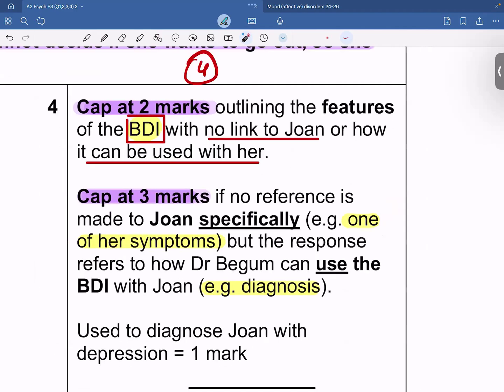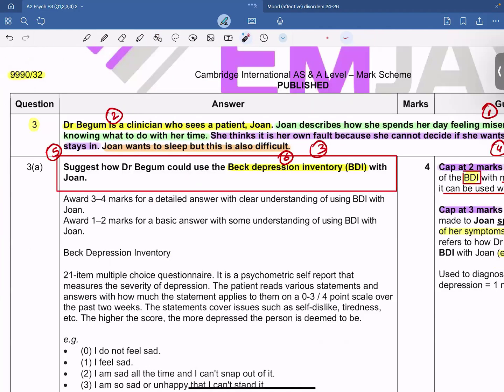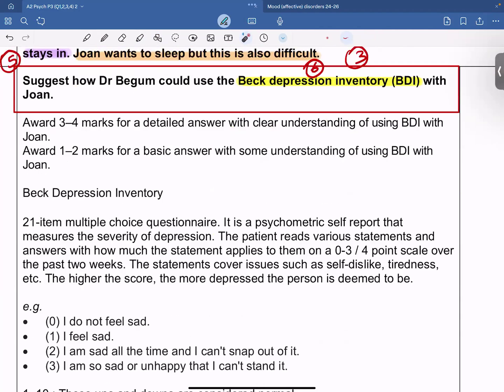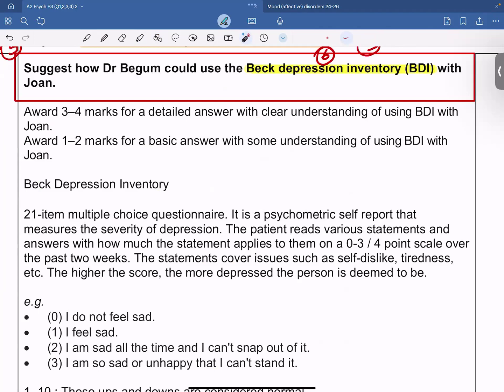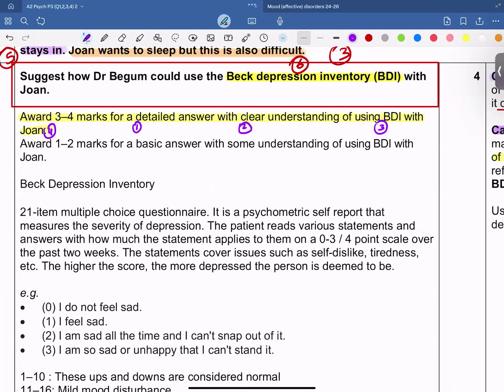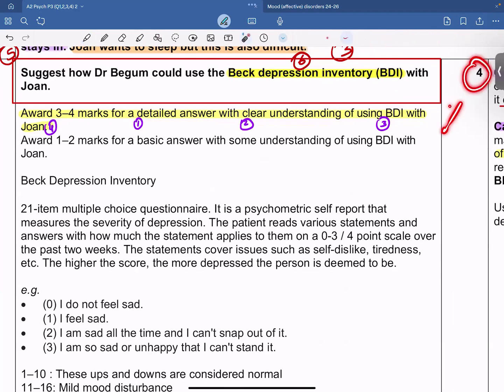Now, moving back to the question again: suggest how Dr. Begum could use the BDI with Joan. Having looked at the generic marking scheme, award 3 to 4 marks for a detailed answer with clear understanding of using BDI with Joan. So one, we are required to provide a detailed answer. Number two, that should demonstrate clear understanding of the usage of BDI with Joan. Keep these 4 factors in mind. Remember, this is a 4-mark question.